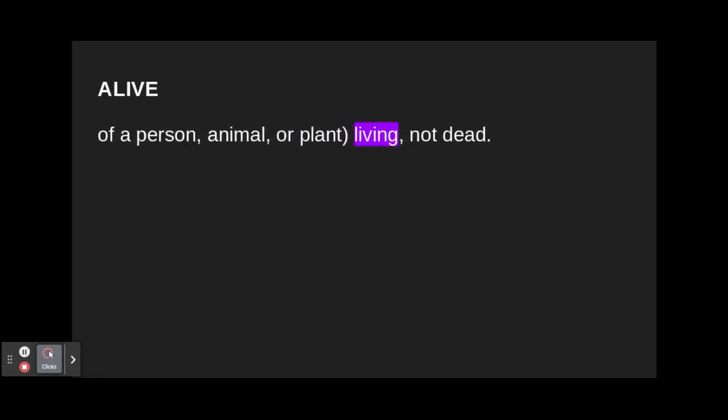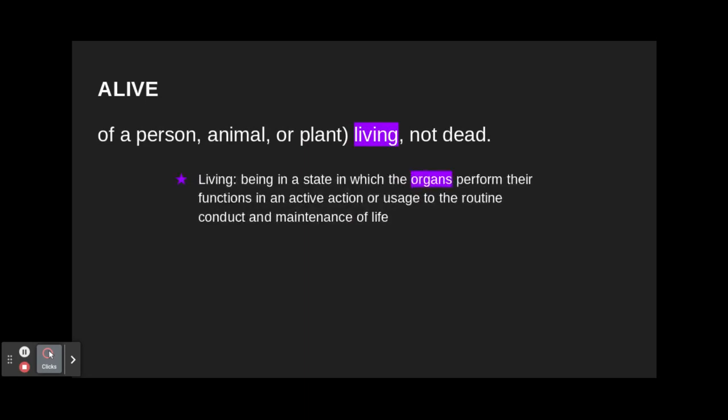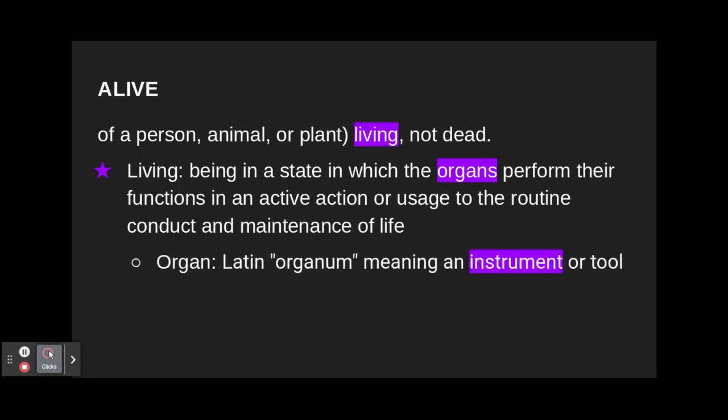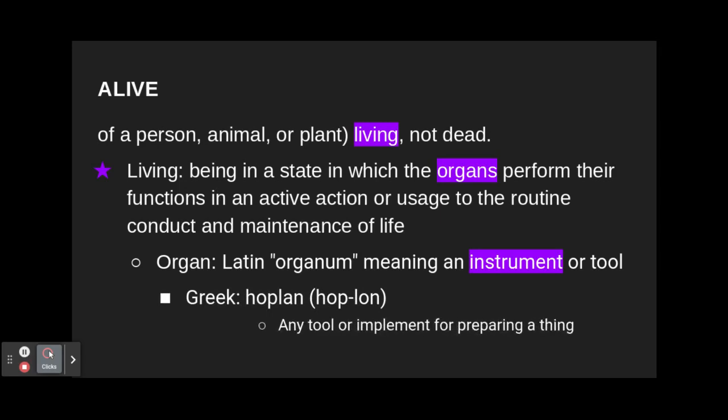By definition, alive means, of a person, animal, or plant, living, not dead. The definition for living is being in a state in which organs perform their functions in an active action or usage for the routine conduct and maintenance of life. Organ comes from the Latin word organum, which means an instrument or tool. The Greek word for instrument is hoplon, and that means any tool or implement for preparing a thing.